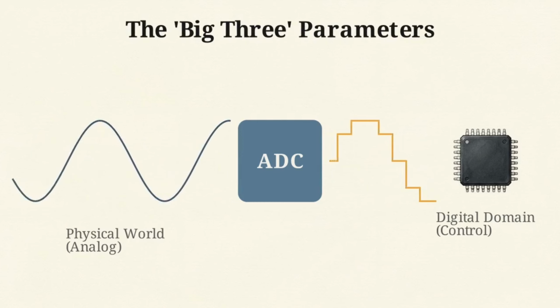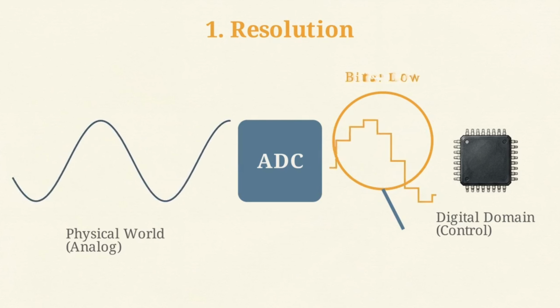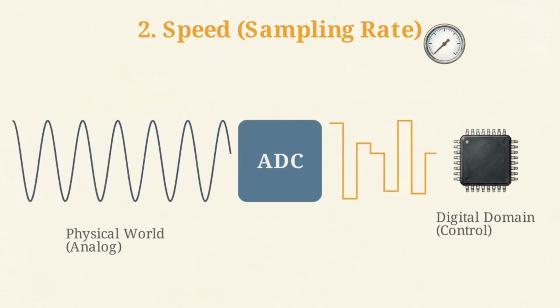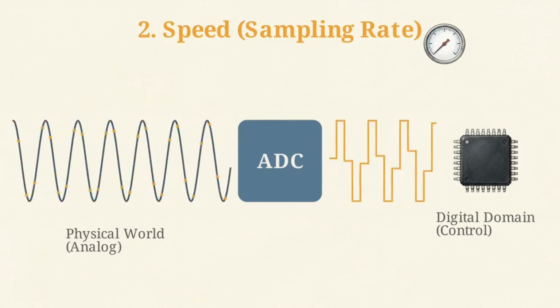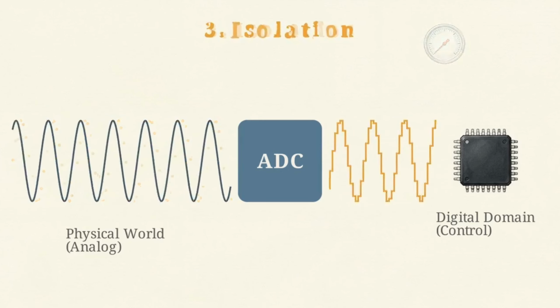Your selection is governed by 3 parameters. The first is resolution, the system's ability to detect minute fractional changes in physical variables. The second is speed, which dictates the sampling rate necessary to capture rapid physical events as they happen. The third, often forgotten parameter is isolation.